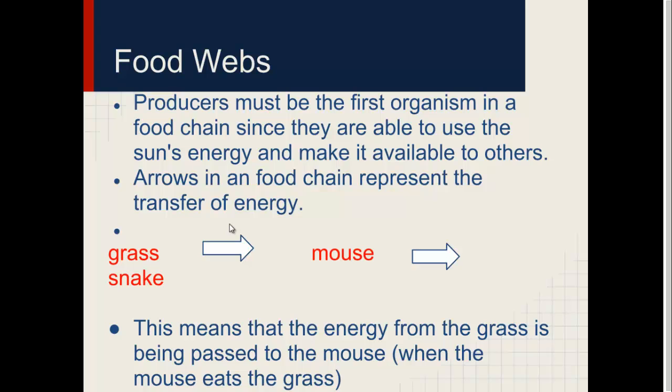So when we draw a food web or a food chain and we have arrows in it, those arrows represent the transfer of energy. So imagine we have a very small little food chain here involving a grass, a mouse, and a snake. And the sun is obviously the source of energy for this ecosystem. So we start our food chain with the grass, the producer. The energy from the grass is then passed to the mouse, and then the energy from the mouse is passed to the snake. So when the snake eats the mouse, what it's doing is getting the energy from the mouse. That's why the arrows point from the mouse to the snake. The arrows mean transfer of energy, not who eats whom.